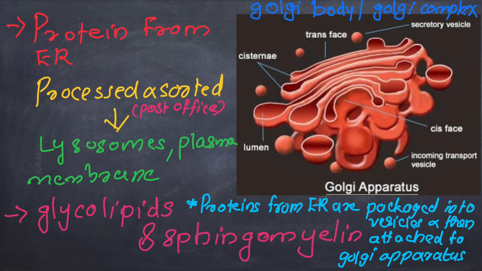The proteins and other molecules are then packaged into vesicles. This vesicle helps to transport these substances into different destinations like lysosomes and plasma membrane. Whenever a cell is producing proteins, these vesicles help carry these proteins to the Golgi apparatus for further sorting and refining. And also glycolipids and sphingomyelins are produced inside the Golgi body.